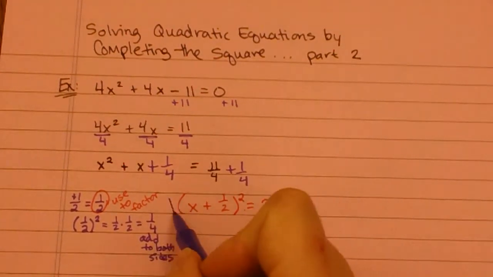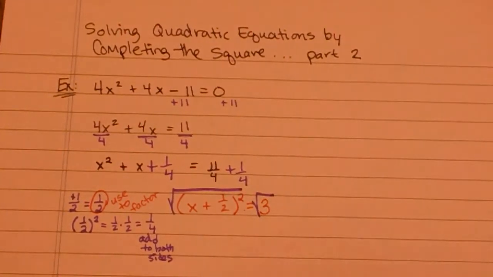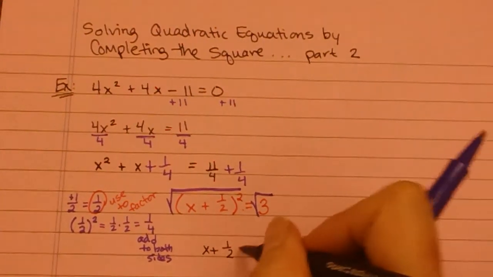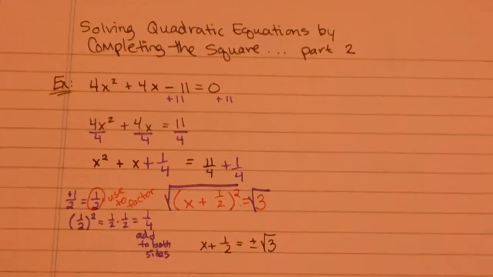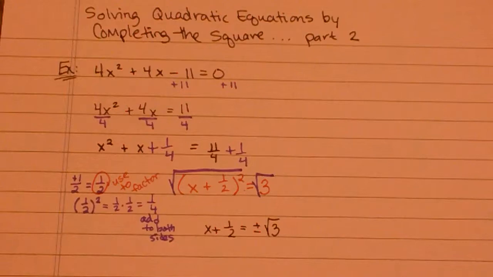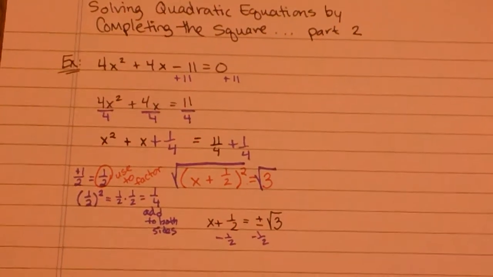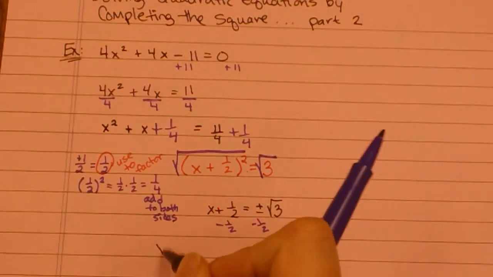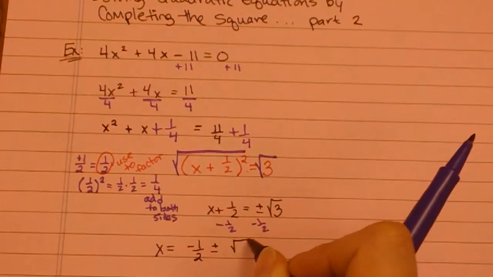Next step is to take the square root of both sides. And that leaves me x plus 1/2 on the left side equals plus or minus the square root of 3 on the right side. I still need to solve for x, so I will subtract 1/2, subtract 1/2. That negative 1/2 goes in front of the plus or minus symbol, so it's going to be x equals negative 1/2 plus or minus the square root of 3.